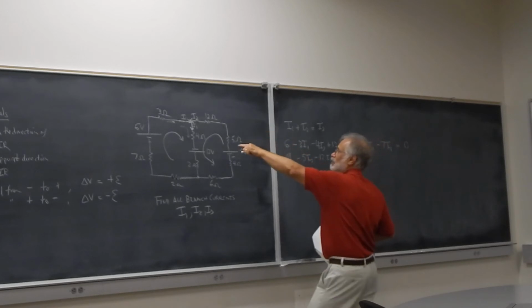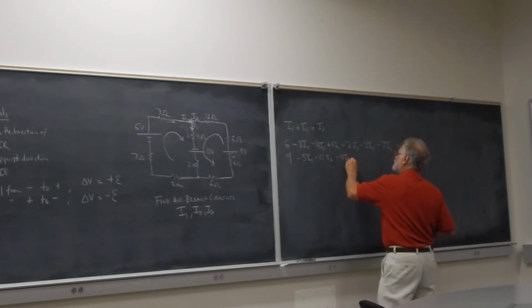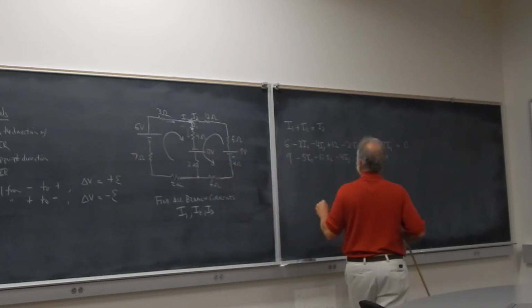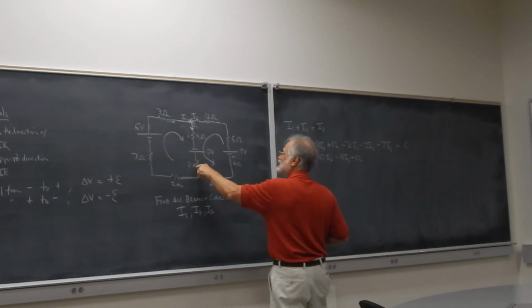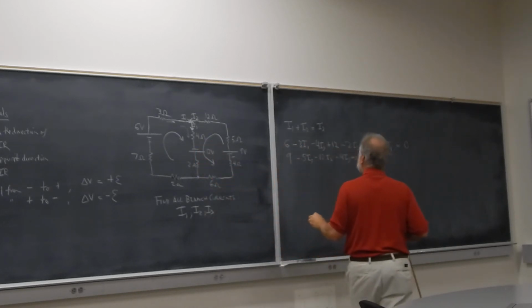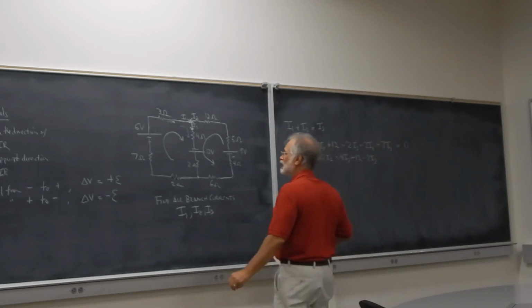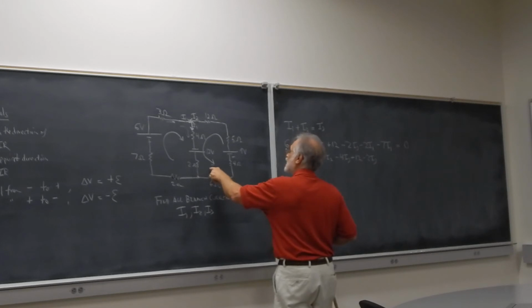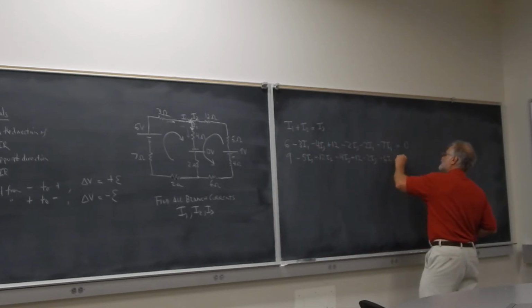I'm traversing the 4 ohm resistor in the same direction I3 is going, so that's going to be a minus 4 I3. I'm traversing the 12 volt battery from little to big, so that gives me a plus 12 volts. I'm traversing the 2 ohm resistor in the same direction I3 is going, therefore it's a minus 2 I3. Then I'm traversing the 6 ohm resistor in the same direction that I2 is going, as well as the 4 ohm resistor, so it's a minus 6 I2, a minus 4 I2.